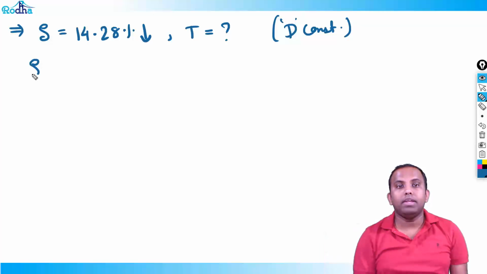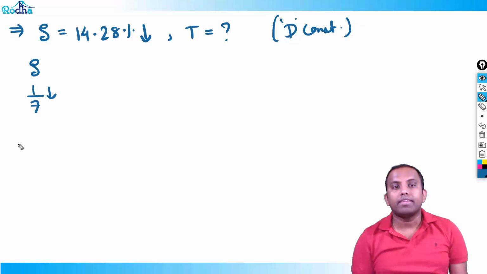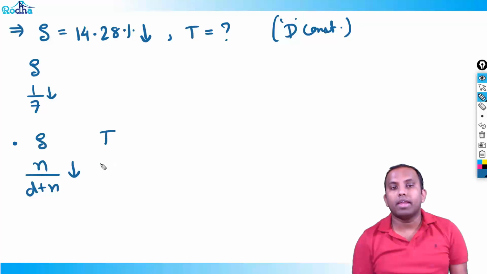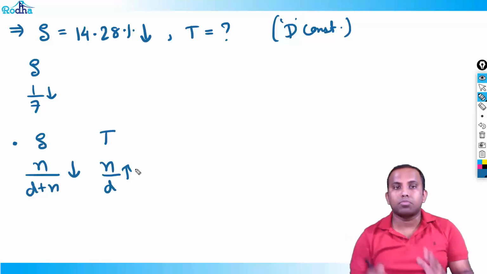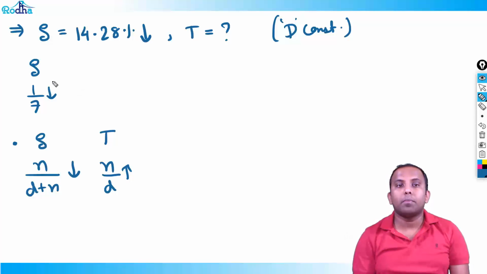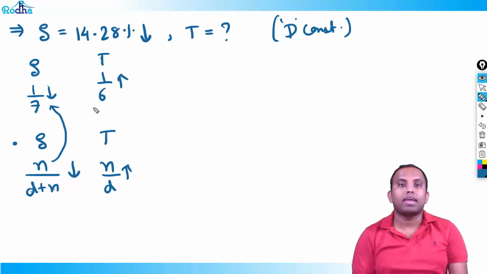Okay, so speed is decreasing by 1 by 7, right? So now decreasing part is what? Decreasing part is n by d plus n, right? So increasing part is what? N by d. So always decrease you place on decrease part, increase you place on increase part, right? So since speed is decreasing by 1 by 7, n by d plus n is equal to 1 by 7, right? So if d plus n is 7 and n is 1, so d is 6. Therefore time will increase by 1 by 6, right? This is the effect on time.